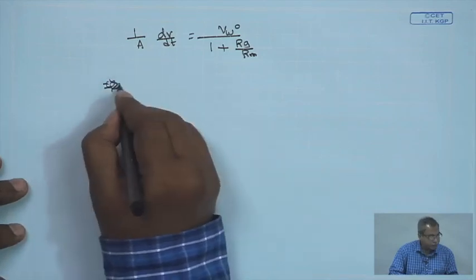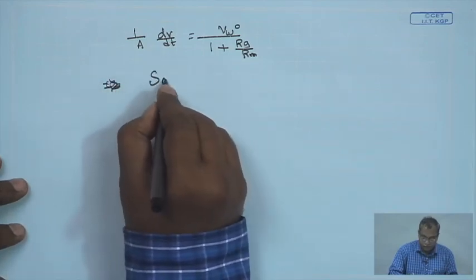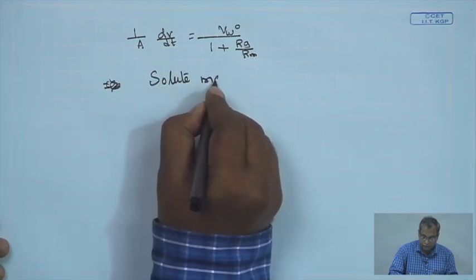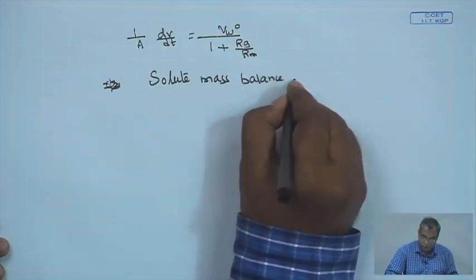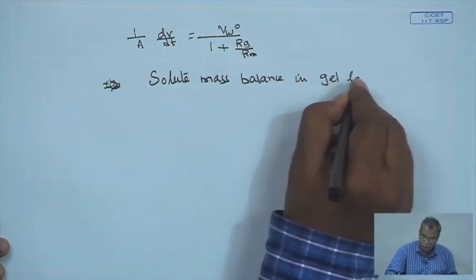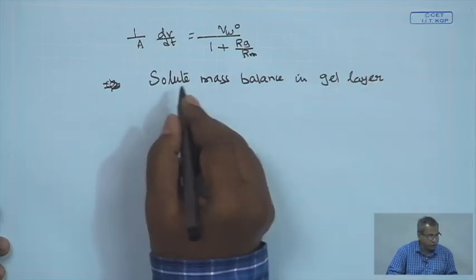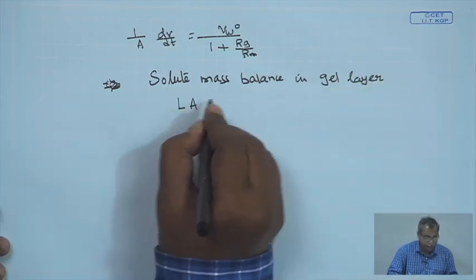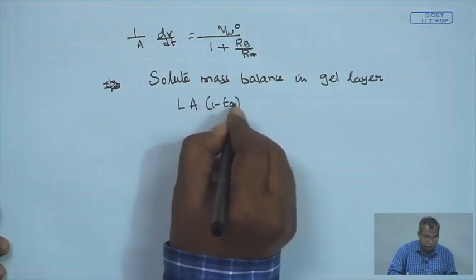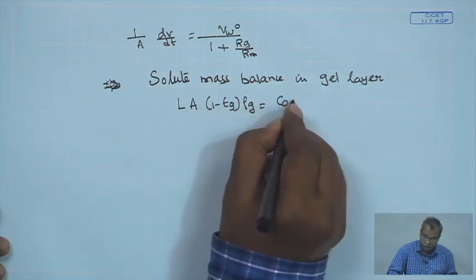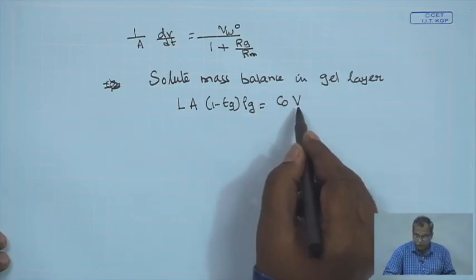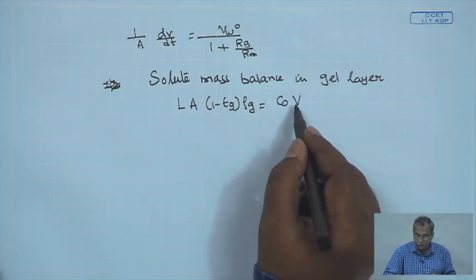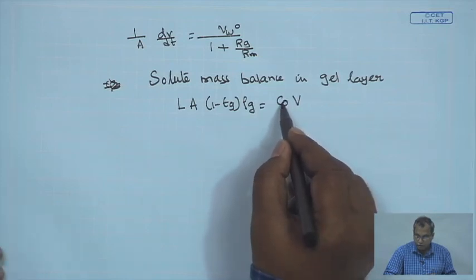So, next we write down a solute mass balance. Solute mass balance in gel layer. If we really do that, this becomes L A (1 minus ε_g) ρ_g times C_0 times V. V is the cumulative volume of the filtrate. So, at a particular time this much volume has been filtered out. So, that will be carrying C_0 concentration of the solute. So, the total mass that will be deposited as a gel is C_0 times V.